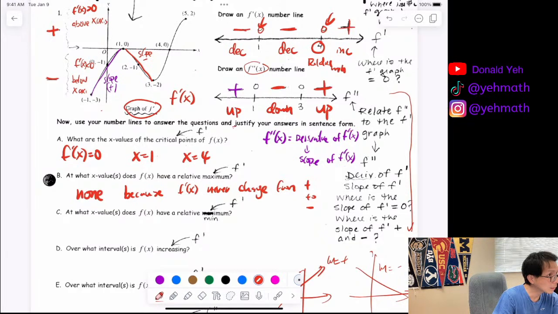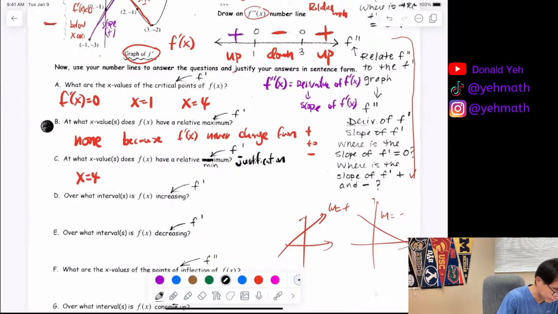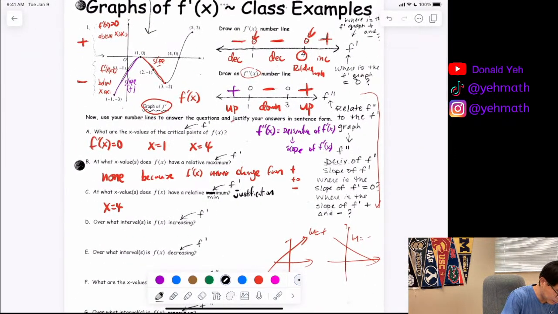Where's the relative minimum at? x equal to 4. But make sure, on the AP exam, they usually ask you for justification. What is a justification? How do you justify when there is a relative minimum? You have to use the definition of the first derivative test. And we're going to use that to talk about the second derivative test today. How do you justify? You have to write this on the AP exam in order to get that point.